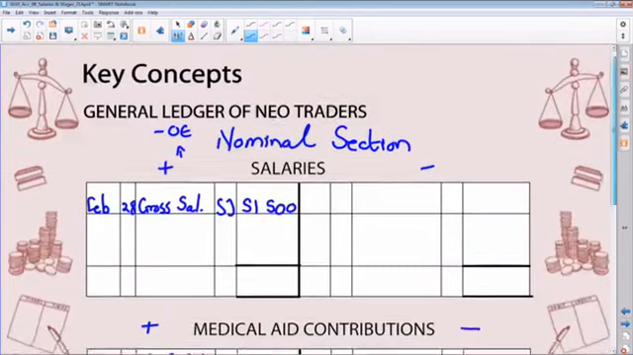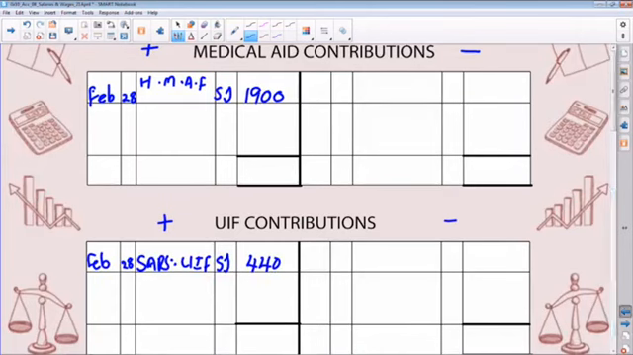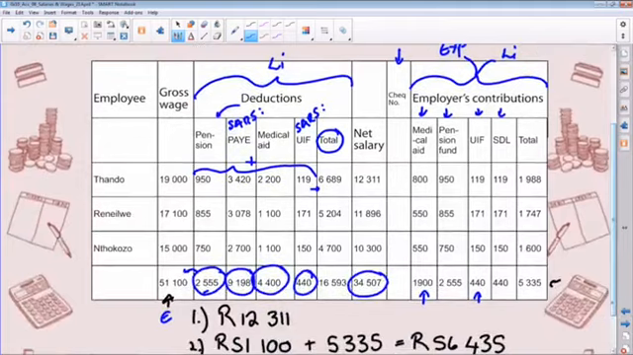Let's go and see. Did I give you one? Yes. UIF contributions. Expenses go up on the debit, down on the credit. So we'll have February 28. We're going to say SARS UIF because that's my contra account. And then I'm going to say salaries journal, 440. Now, let's go to the very last column in your salaries journal. There it is. SDL. We have a contribution here. So again, an expense and a liability.